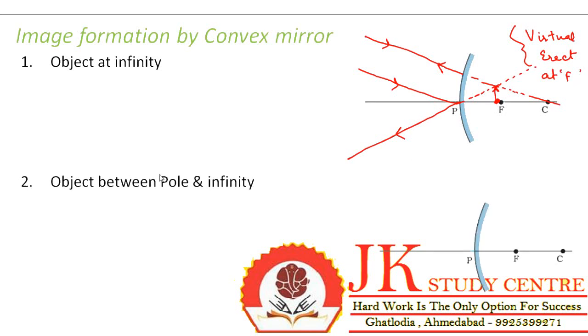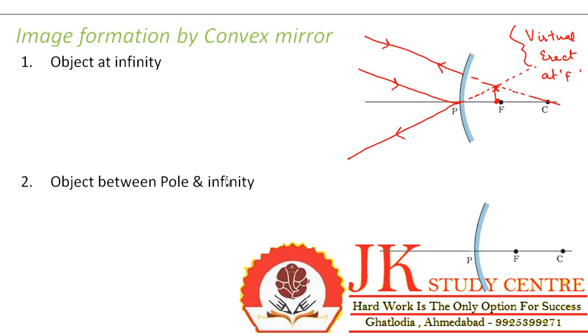Now let us look at the scenario where the object is placed anywhere between pole and infinity. In case of a convex mirror, we do not discuss different positions, because since it is a diverging mirror, we do not get very distinct images at each point. I mean, here we only discuss two things.